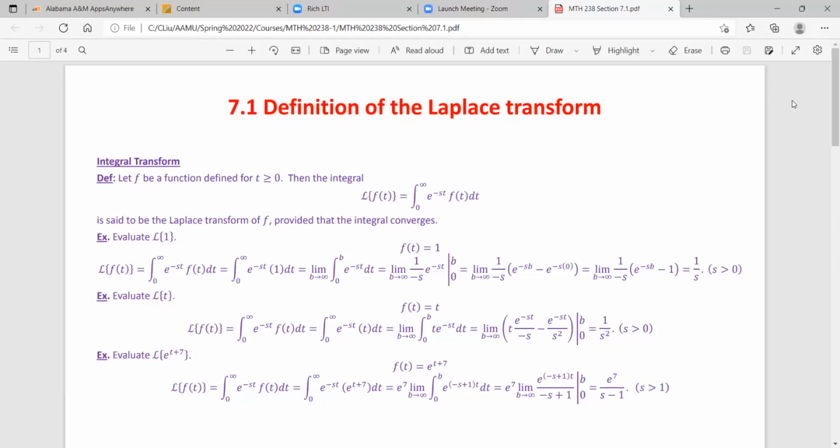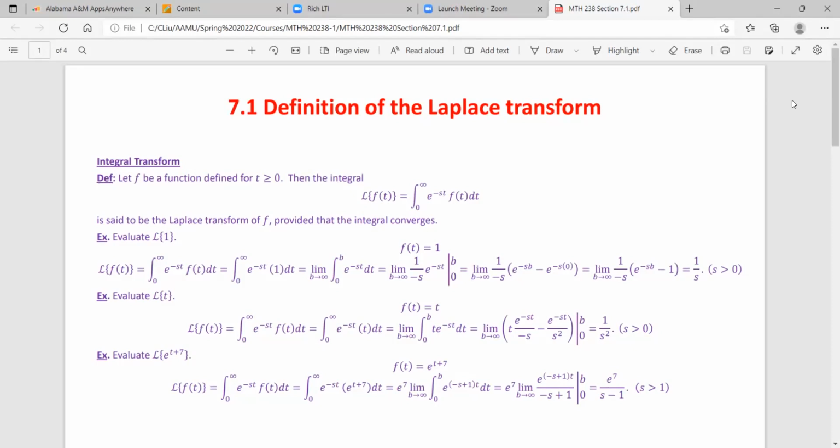The next example is the Laplace transform of e to the t plus 7. So again, just plug in f(t) equals e to the t plus 7 in the integral. So the integral is just e to the negative st times e to the t plus 7, integrated with respect to t from 0 to infinity. So you can do a little simplification before you do the integral. You can just factor out e to the 7 out of the whole thing because it's constant.